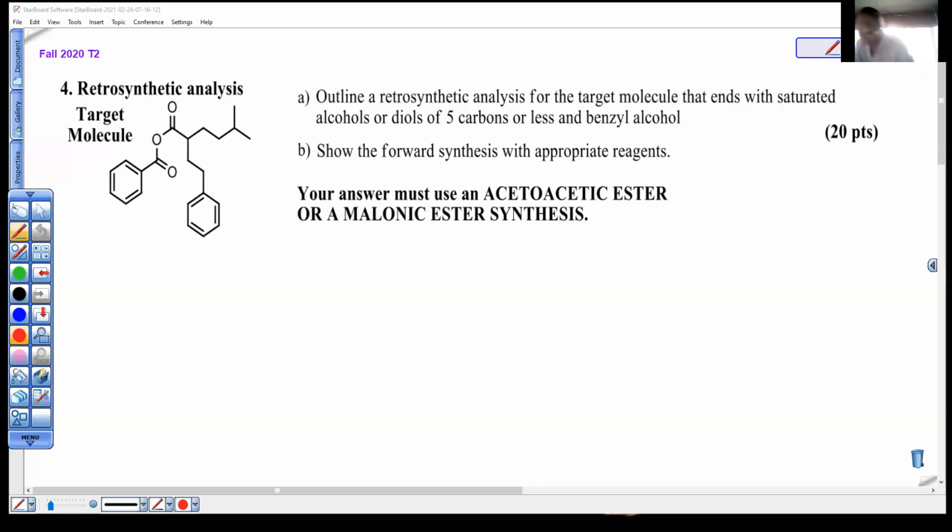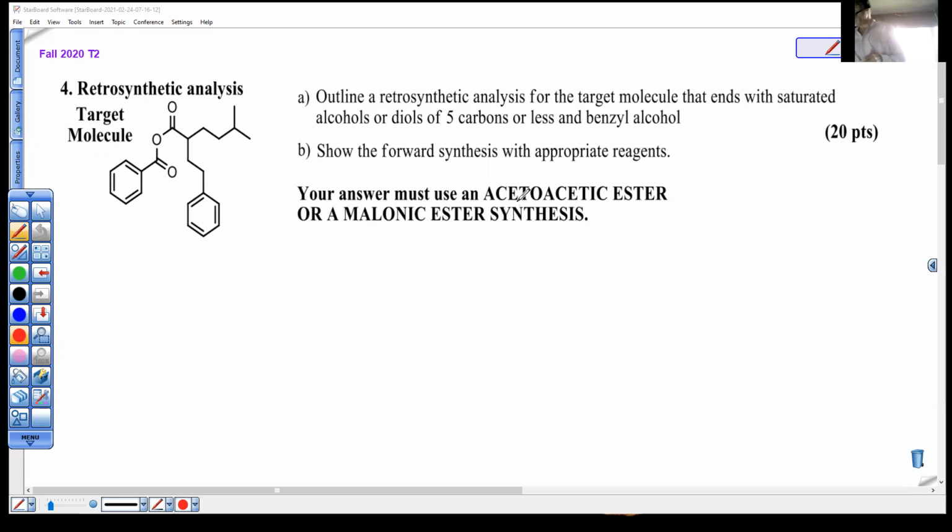Back, everybody. Time for a retrosynthetic analysis. I chose this one because it's closer to the level of difficulty you're going to have on your exam. You'll notice some of these get pretty elaborate on older exams. And here we have something that's closer to yours.